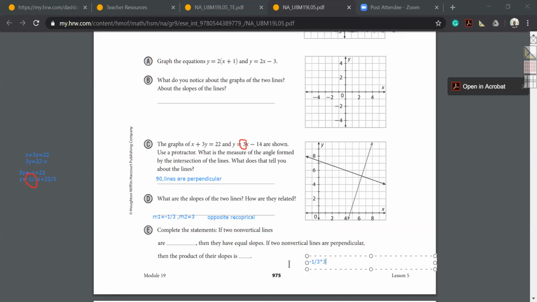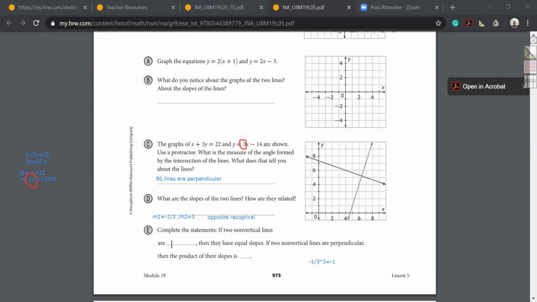Yani, I did M1 multiply M2. Let's go and find: negative 1 over 3 multiply 3 is negative 1. So actually, this is what we are going to be writing in here. Whenever you have, sorry, this was not equal.